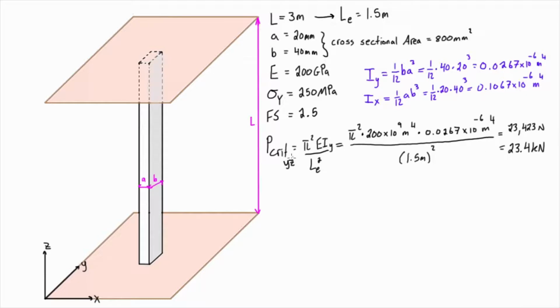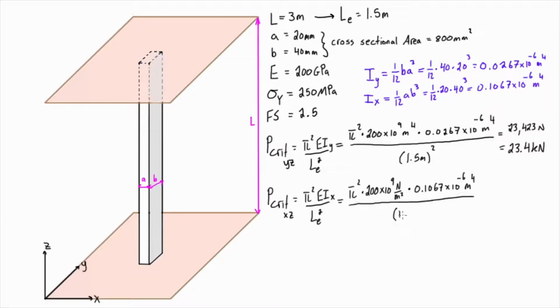And now we want to repeat the process to find the critical load for buckling in the XZ axis. So let's throw in some subscripts here. XZ, and this time we need to be using the moment of inertia about the x-axis, so we have subscript x up here. All right, so when we plug in all of those numbers, we're going to find that the critical load for buckling in the XZ axis is 93.6 kilonewtons.